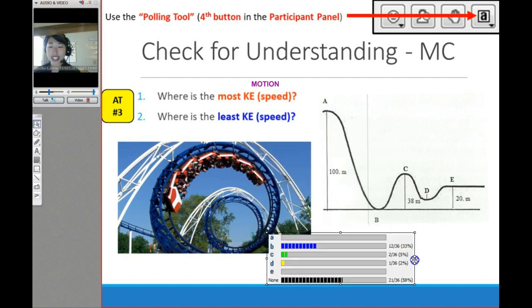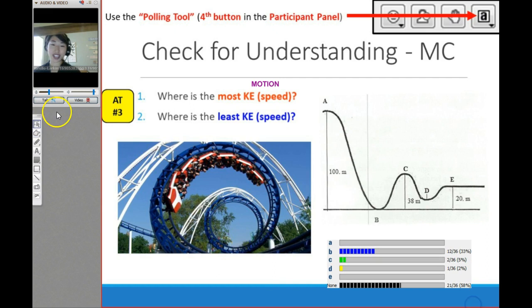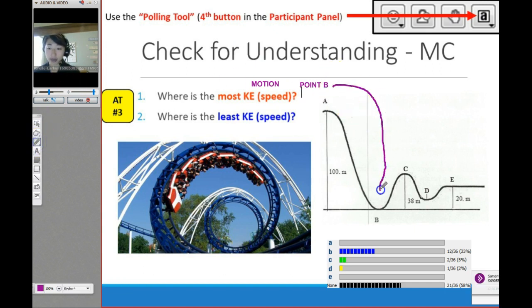Looks like most of us said letter B, and letter B is correct. So the place that has the most kinetic energy is point B. And again, that is going to be right here at the very bottom of the hill. So at the very bottom of the hill is when you are going the fastest. So that is always true. Point B, that is where you would be going the fastest.